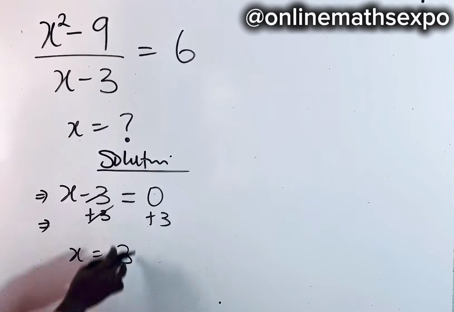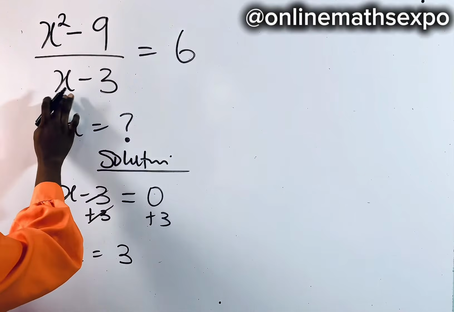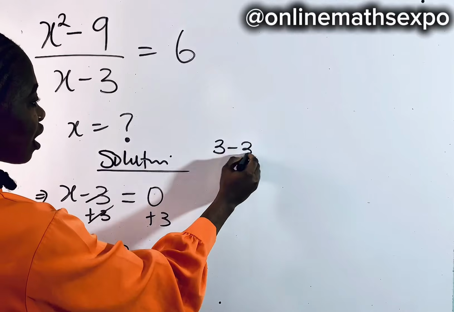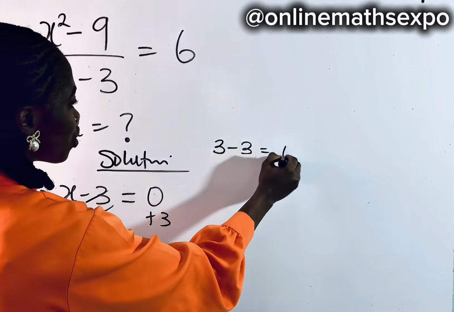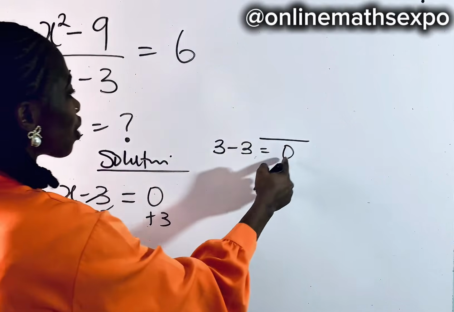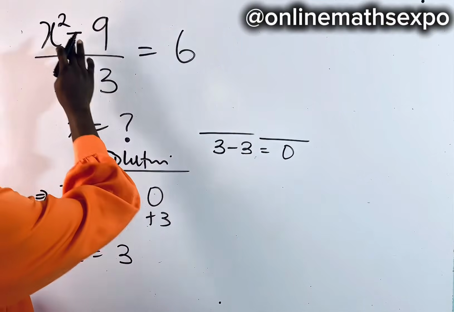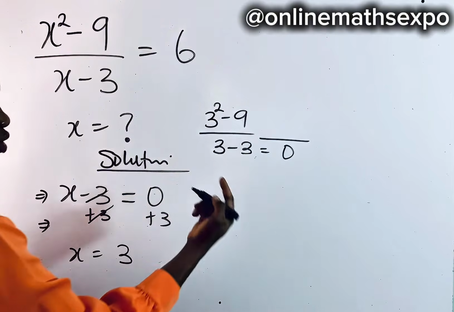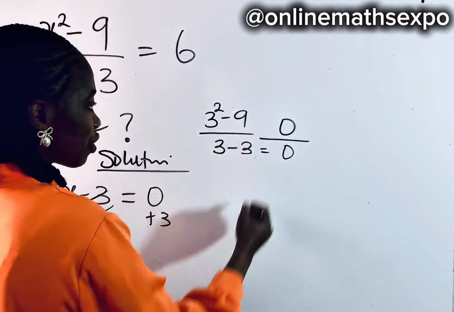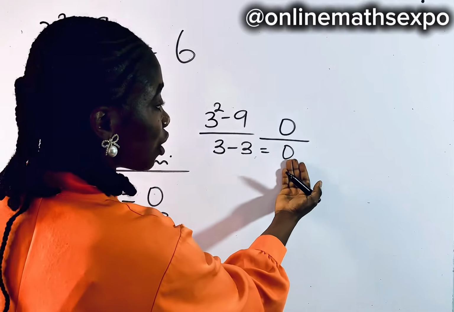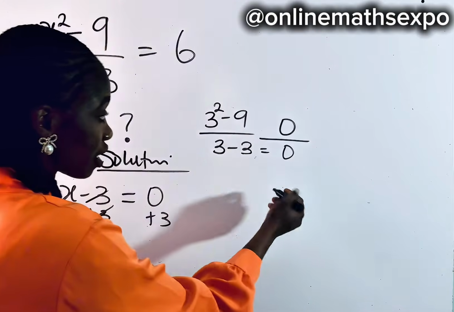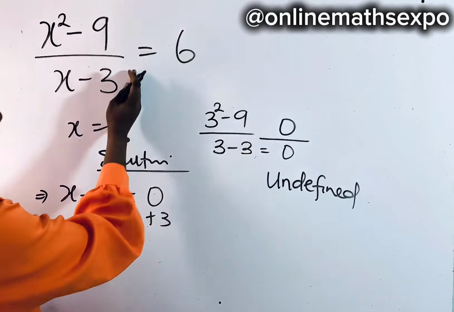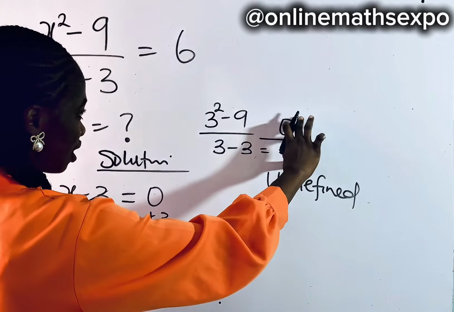What it means is that if x is 3 and I put 3 in the denominator, I am going to have 3 minus 3, which gives you 0. And in the numerator, you have 3 squared minus 9. 3 squared gives you 9, and 9 minus 9 gives you 0. When you have this kind of statement, it is said to be undefined.